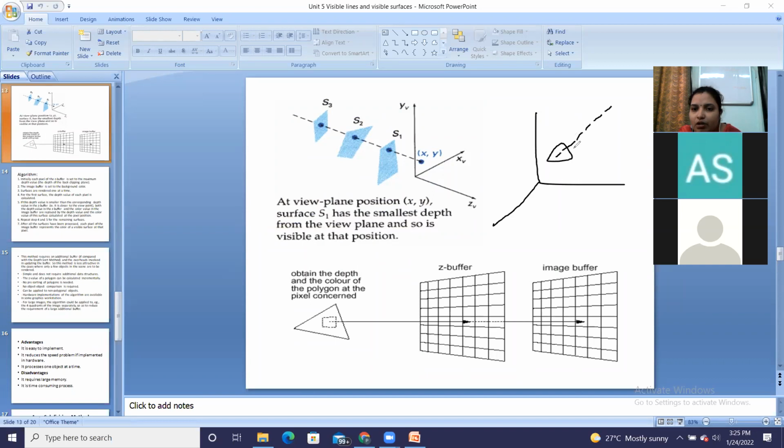After that, behind that you have a larger circle, and beyond that you have a still larger rectangle.